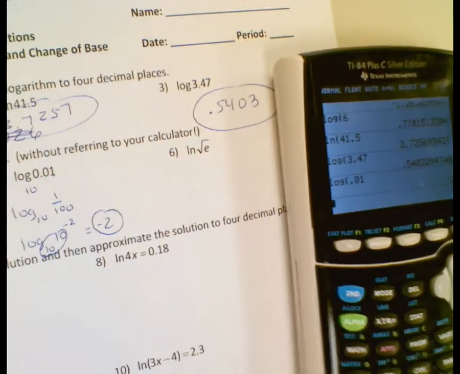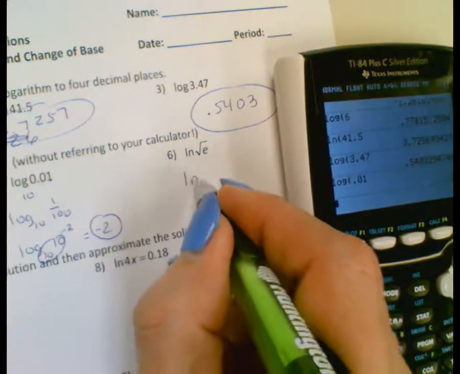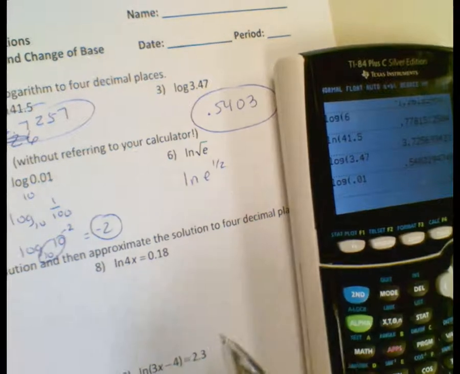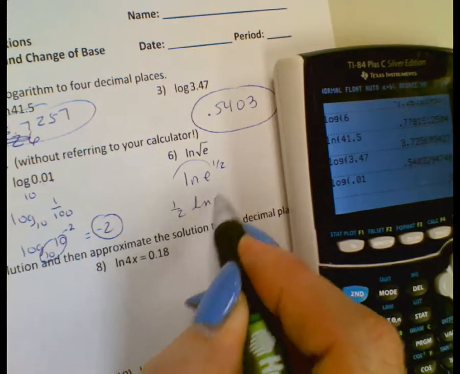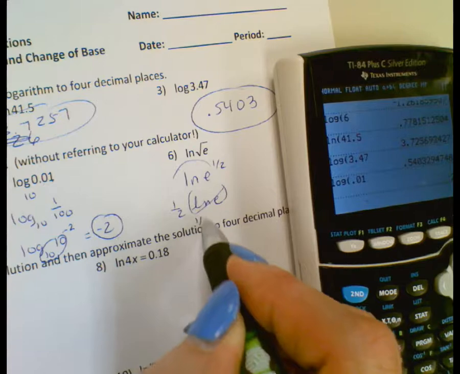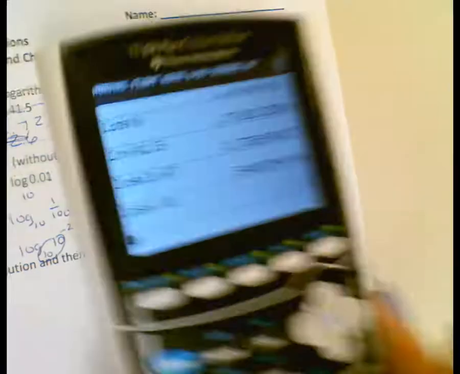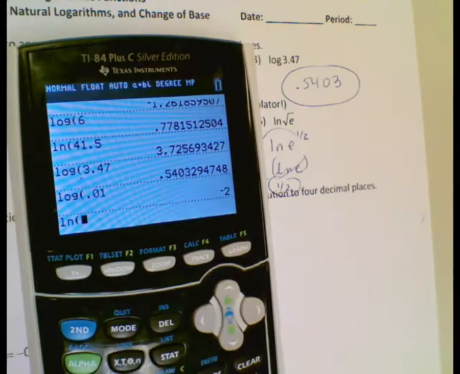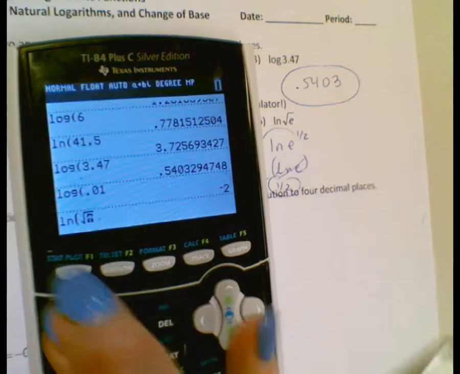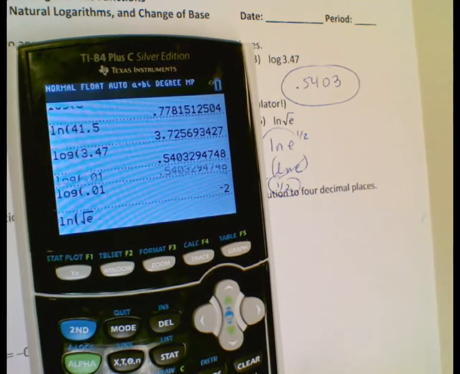Natural log of square root of e is really natural log of e to the 1/2. Bring the 1/2 out front. Natural log of e is just 1, so your answer should be 1/2. But again, you're welcome to use the calculator. So it's the natural log of the square root of e, and your answer is 0.5.